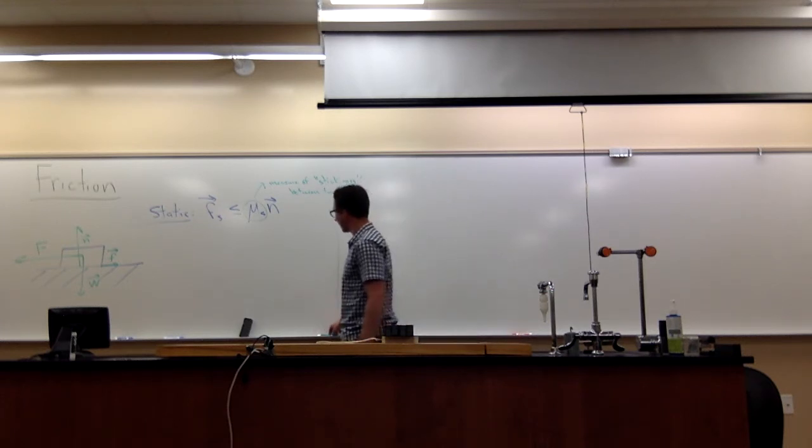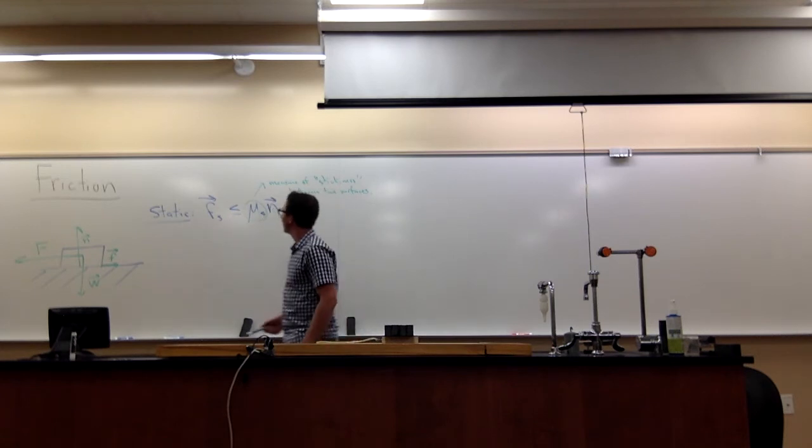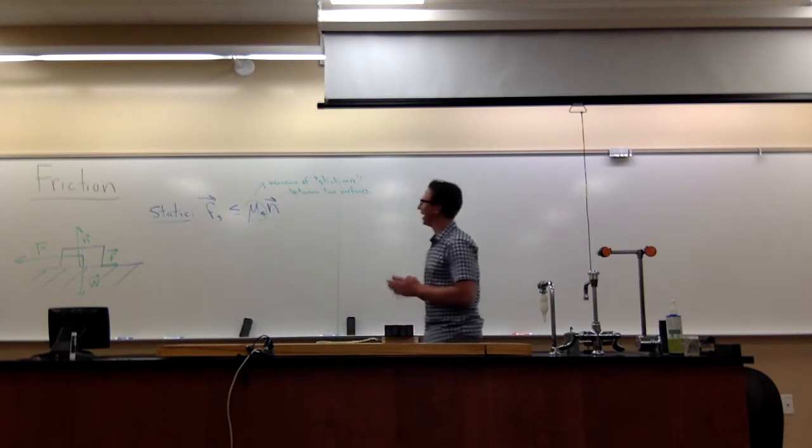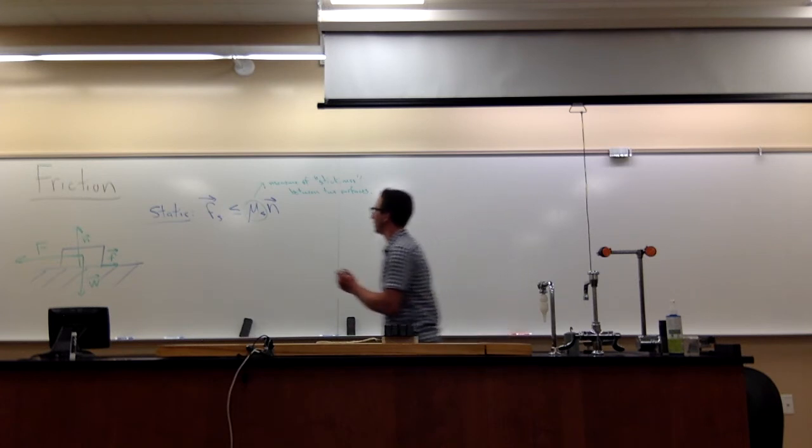Now, a second important point is, why do we call it static? Well, we call it static friction because there's no relative motion between the two surfaces.